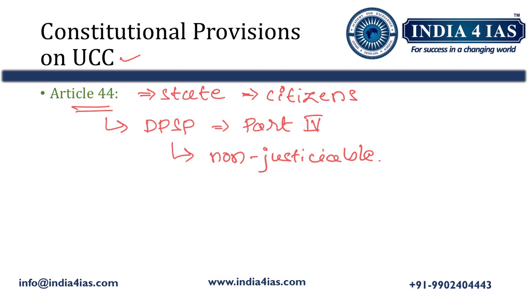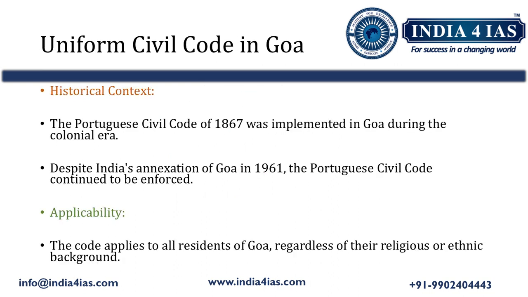The framers of the Constitution could not arrive at a consensus on uniform civil code despite debating it extensively. So they made it a directive principle of state policy under the non-justiciable part of the Constitution. Before Uttarakhand enacting Uniform Civil Code, the only state in India which had Uniform Civil Code is Goa. So we will briefly study about the Uniform Civil Code in Goa.